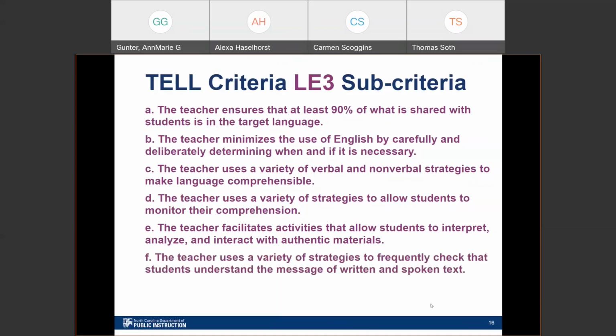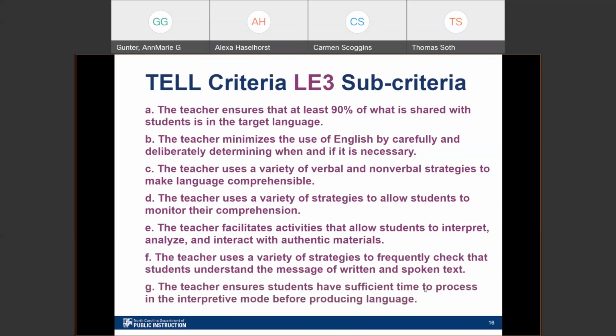F is the teacher uses a variety of strategies to frequently check that students understand the message of written and spoken text. And we could even say signed text, of course, in American Sign Language. But again, this is looking at a variety. Notice a lot of these statements talk about a variety of strategies that are being used. And in this case, to do those formative assessment quick checks or checks for understanding to make sure students are comprehending what it is they're learning and interpreting in your classroom.